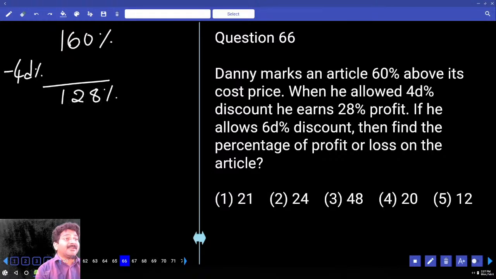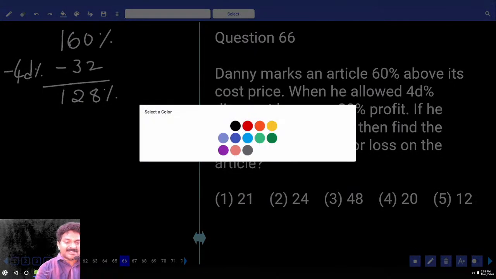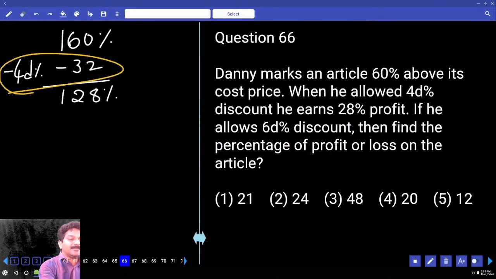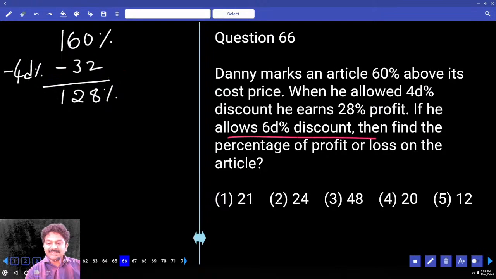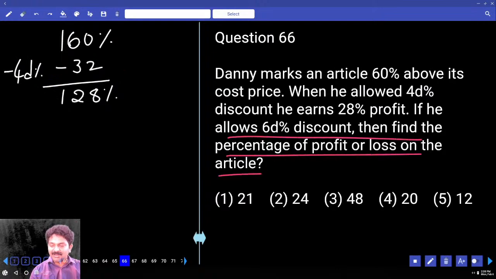How much is subtracted from 160 then? 32. Then only we will get 128. So can we say 4D percentage is equal to 32 here? Now if we allow 6D discount, then find the percentage of profit or loss on the item.